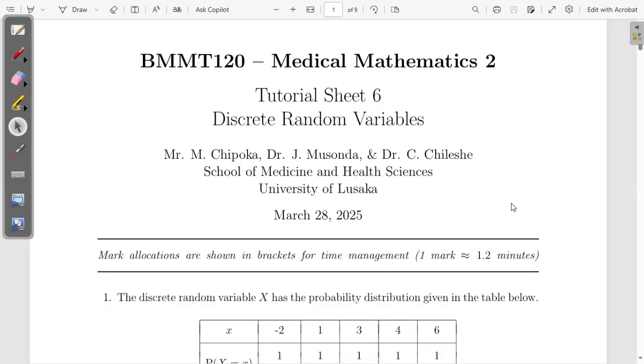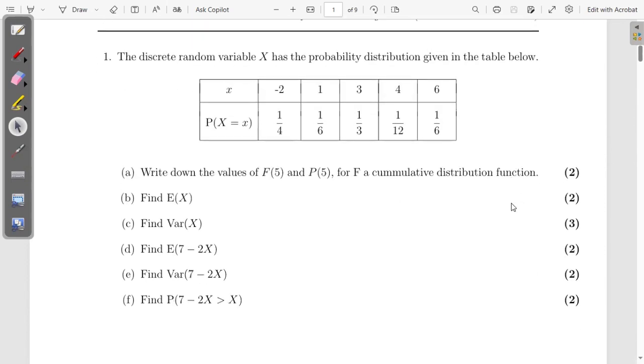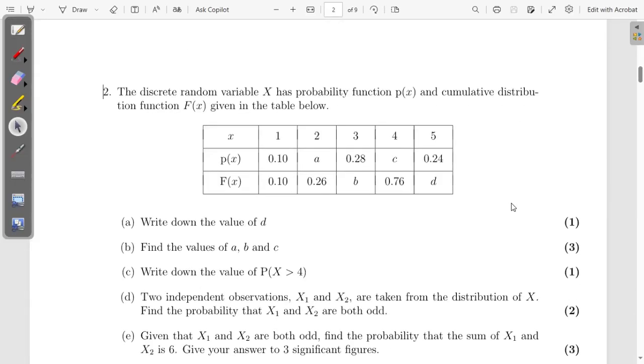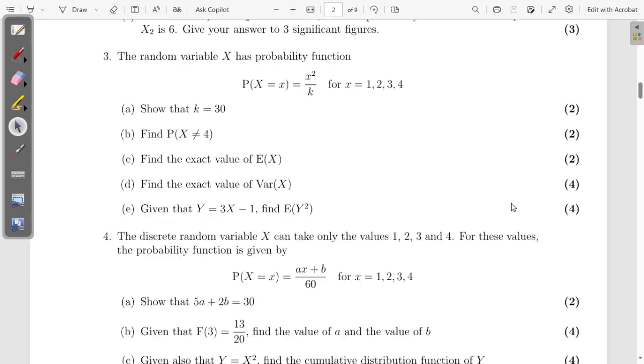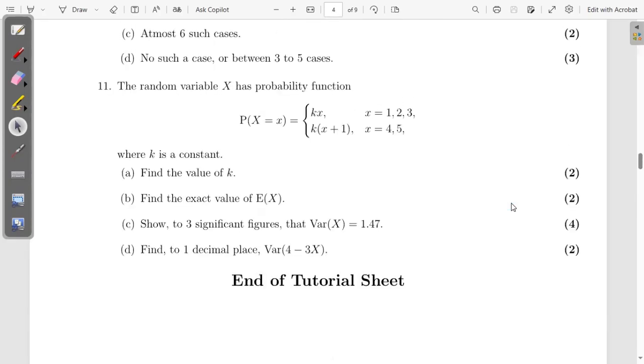This tutorial sheet has 11 questions, and I'm going to go over all the questions and solve them one by one. So that's question 1. You can see question 2, question 3, all the way up to question 11.